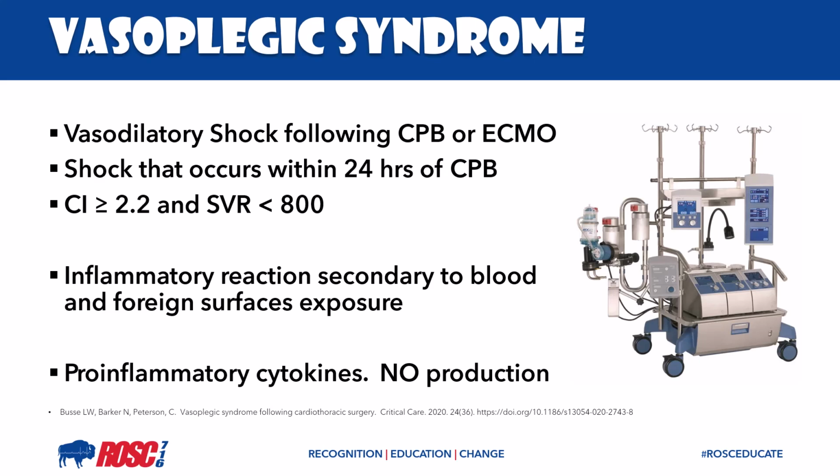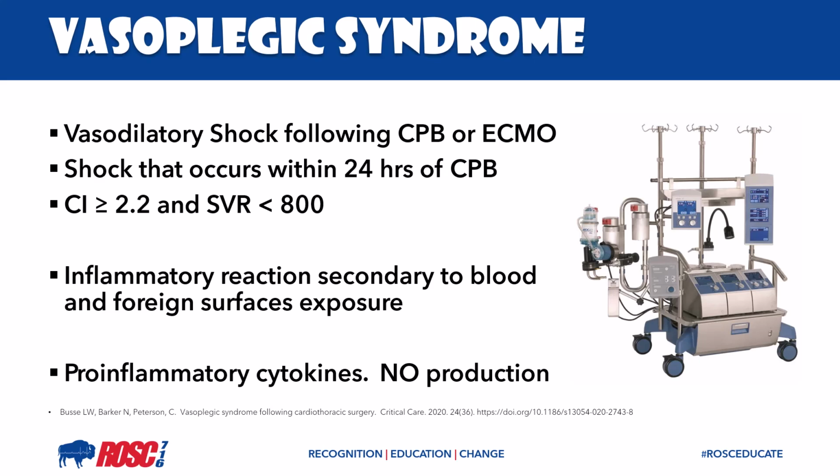And vasoplegic syndrome is technically an inflammatory cause of distributive shock, but since it has its own unique etiology, I want to discuss it in a separate subgroup here. So vasoplegic syndrome is defined as vasodilatory shock following cardiopulmonary bypass or ECMO, extracorporeal membrane oxygenation. It's a shock that occurs within 24 hours of these technologies. And as far as hemodynamics, it's defined by a cardiac index greater than 2.2 and an SVR less than 800.